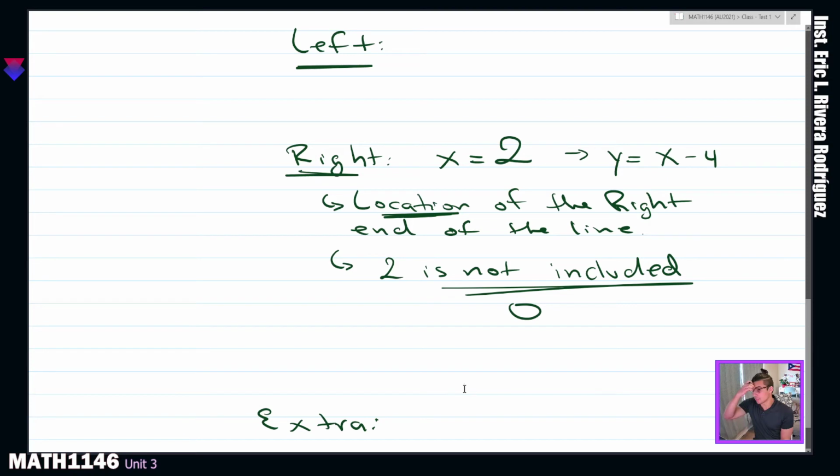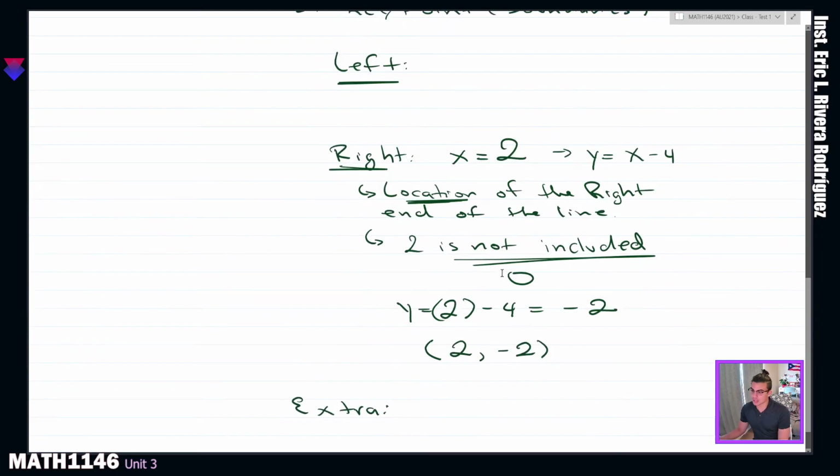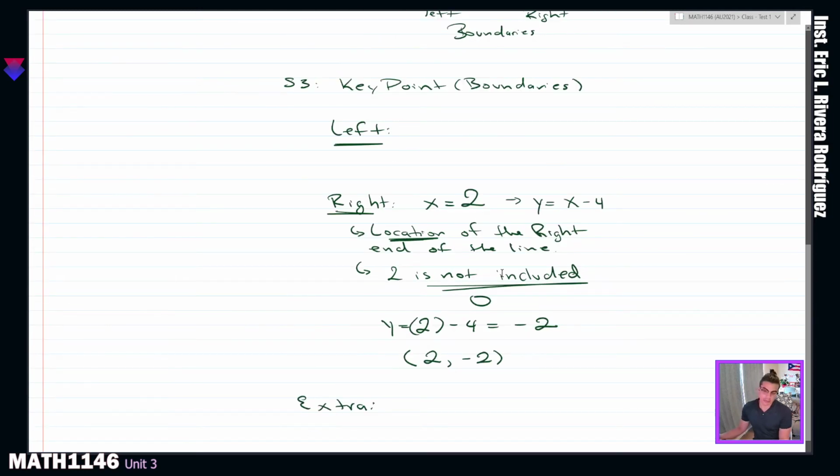All right, so what do we need to do here? We are going to plug 2 into x, and we get the y value, which is -2. That means that the coordinate of that location is (2, -2). Okay, and that location is going to be used as one of my key points even though it is not included in that piece, because I'm going to use an open circle, I'm going to consider it as one of the key points.